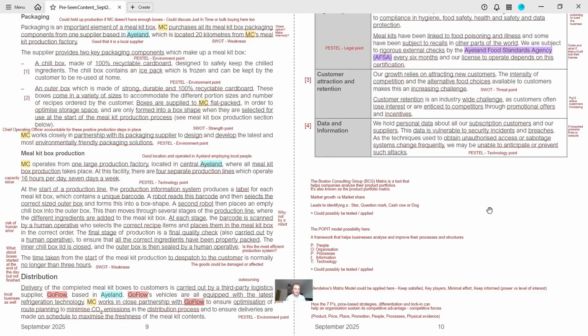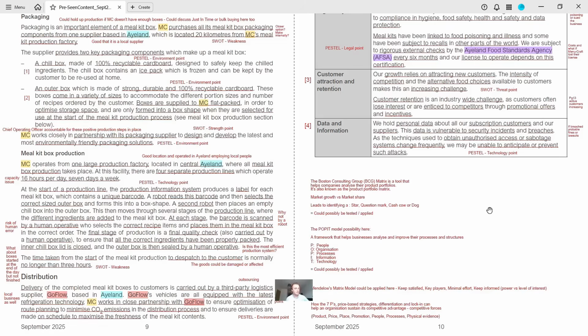Where we're going to start now and move on to is the meal kit box production on the left-hand side. So this is where we're told that MenuCraft, as you can see, operates one large production factory located in central Ireland, where all meal kit production takes place. At this facility, there are 4 separate production lines which operate 16 hours per day, 7 days a week. So good location, operates in Ireland, employing Irish people on there, fantastic.